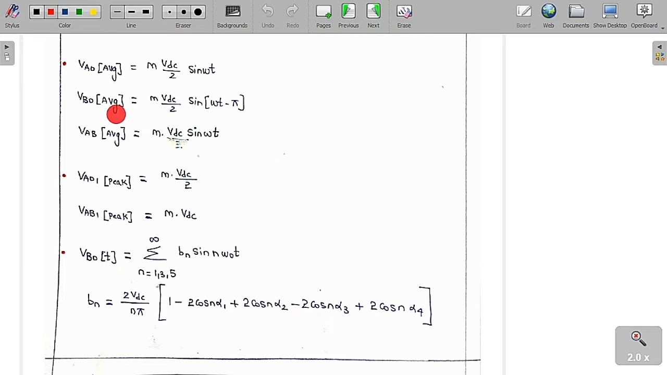Similarly, the average value of the pole voltage VB0 is equal to M into the peak value, VDC by 2, with a phase difference of pi: sin of omega t minus pi. Whereas the average value of the line voltage VAB is equal to M into the peak value VDC into sin omega t.